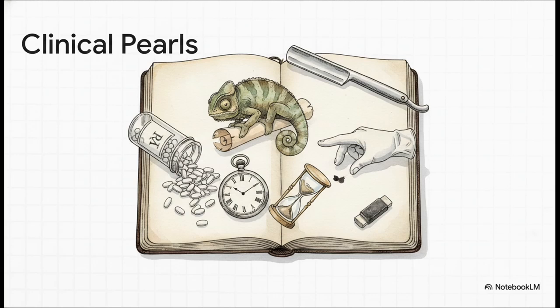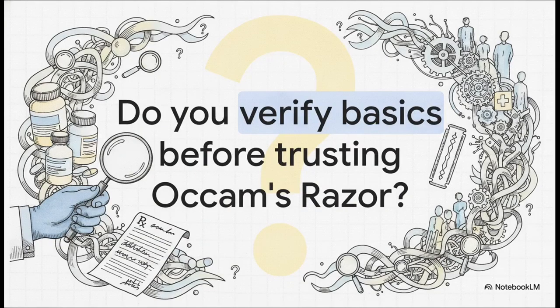Sometimes the simplest explanation isn't a rare disease at all. It's just that someone, somewhere, made a mistake. So I'll leave you with this final thought as we wrap up our analysis. Occam's razor is an incredibly powerful tool for making sense of complex, chaotic problems, whether you're in an emergency room or just navigating daily life. But it only works if you've made sure to verify the absolute basics first.